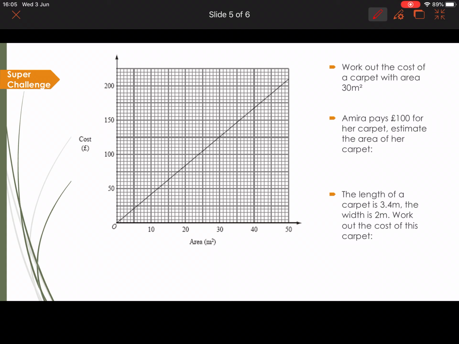Here is a challenge question for you to try. Think carefully about your answers and the questions, and press pause to have a go, and then press play when you're ready for the answer.